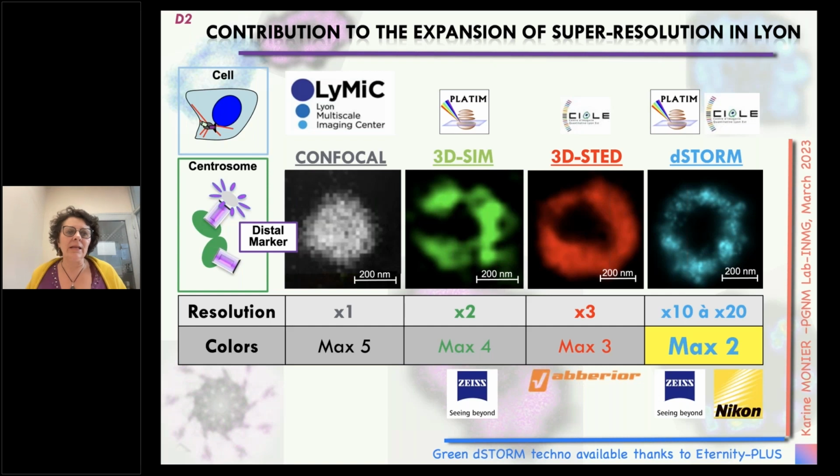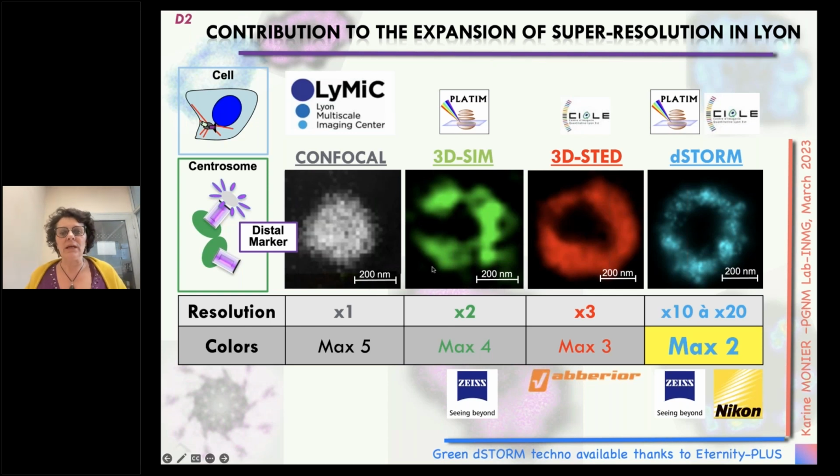Lyon. And for that, the reference structure that we will be looking at is the centrosome, which is an organelle in the cytoplasm of our cells. And we will be looking specifically at the distal marker, which is highlighted here in purple. If we want to look at this distal marker by confocal, this is what we get. You have the scale here, 200 nanometers.